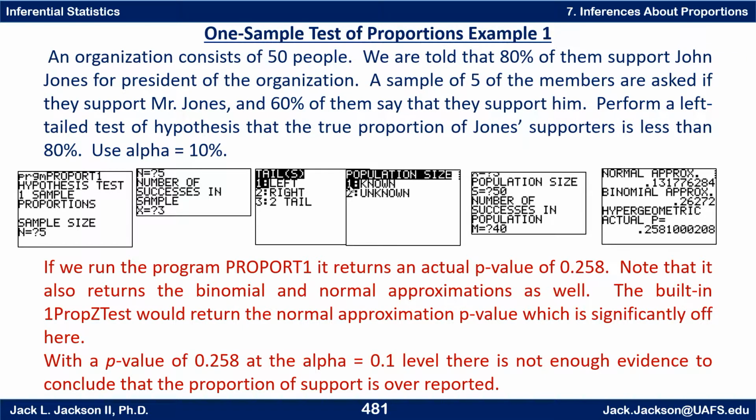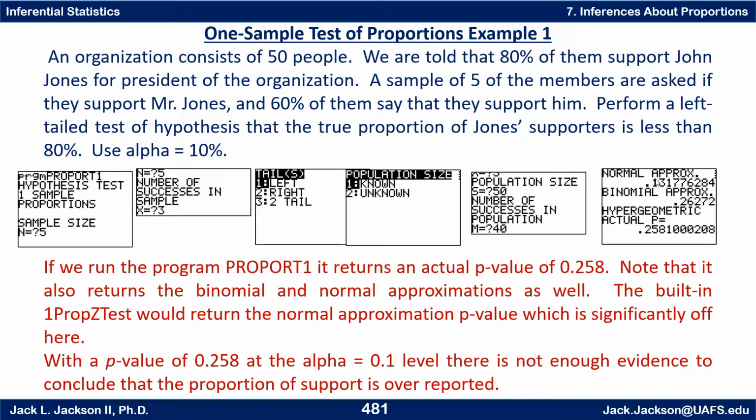In this case, the population size is known. If it's known, we want to use a hypergeometric, which is the better p-value. That's what the program will do. So you choose known. Now, if it's known, then of course you have to tell it the population size, so it asks you for that, and you type in 50. The number of successes in the population is, well, we assume they're telling the truth, which is 80% of the 50, which is 40. So we type that in. Notice that the population size, the number of successes in the population, the sample size, and the number of successes in the sample all have to be whole numbers.